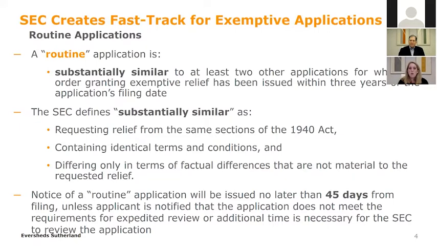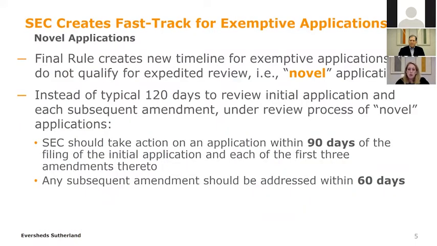For applications that are not considered routine, they're considered novel, the staff is still trying to make the review process faster for those. So instead of taking 120 days to review the application, the staff is aiming to review these applications within 90 days for the initial filing and the first 3 amendments, and then any subsequent amendment they're trying to review within 60 days. So I think the staff is acknowledging that it might still be a lengthy process if it's a novel application, but they are trying to move through these applications faster.